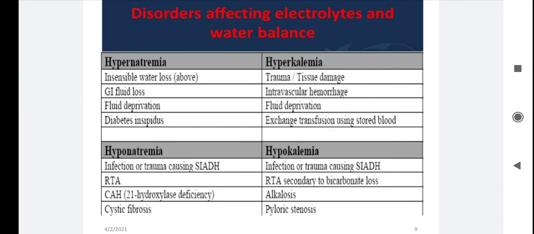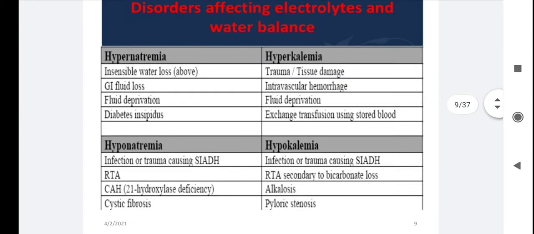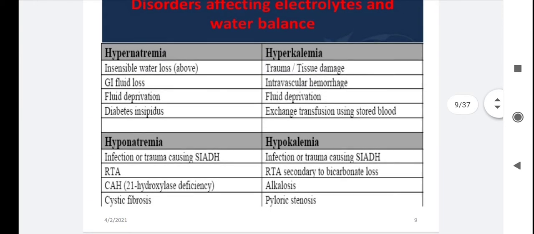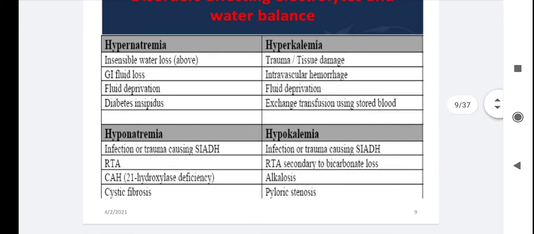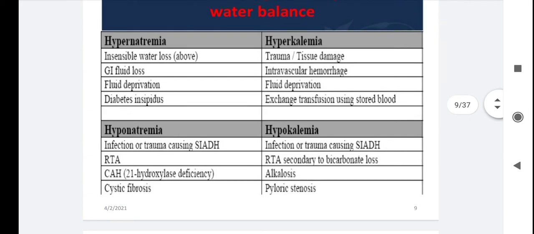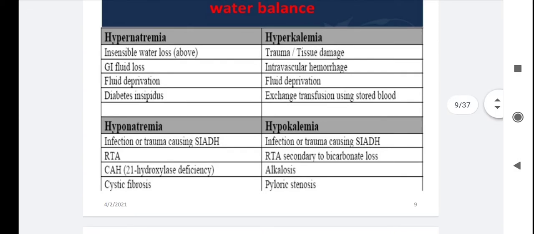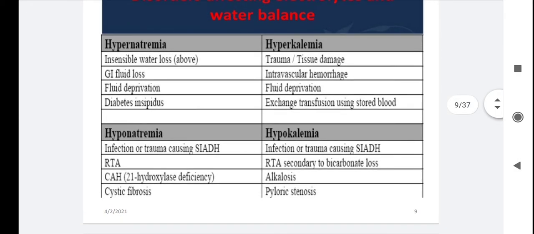For example, hypernatremia may result from insensible water loss, GIT fluid loss, fluid deprivation and diabetes insipidus. Hyponatremia is due to infection or trauma causing systemic inappropriate ADH secretion, renal tubular acidosis, 21-hydroxylase deficiency and cystic fibrosis.